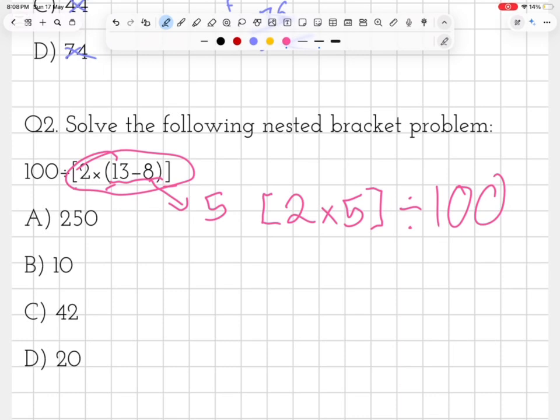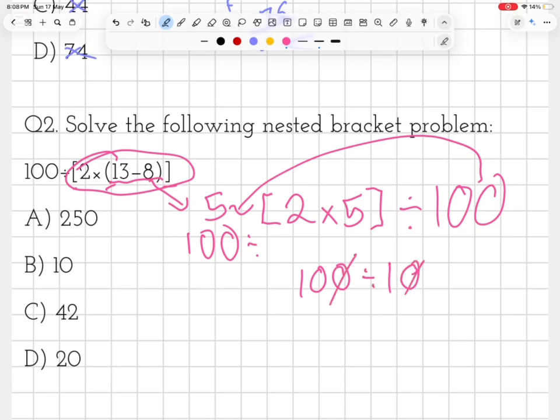I think 100 divided by 2 multiplied by 5. Because if I did it the other way, I'd be giving myself 0.1. But we want to arrive with an answer that's actually in the options. So 100 divided by, well, we know that 2 times 5 is 10. So 100 divided by 10. Now we can cancel the zeros. And then we're left with 10 divided by 1, which gives us 10. Now we know that B, 10, is the only option that matches.